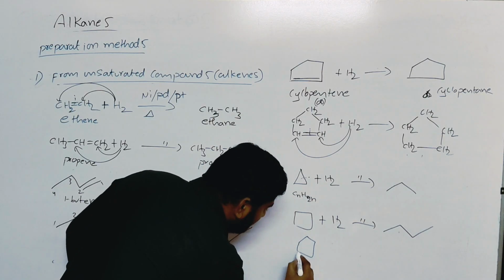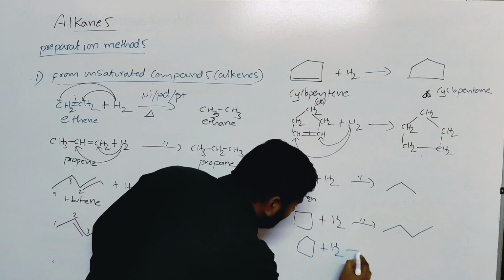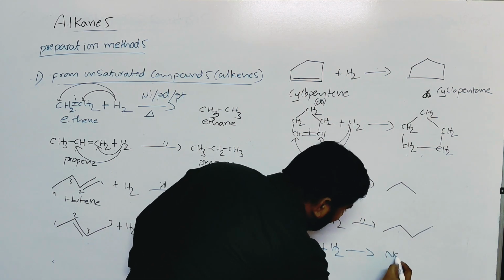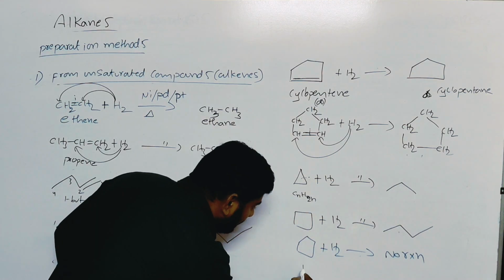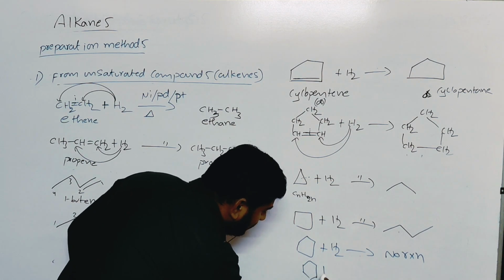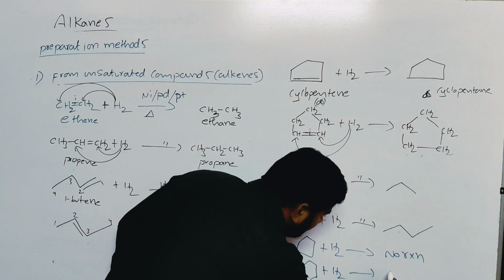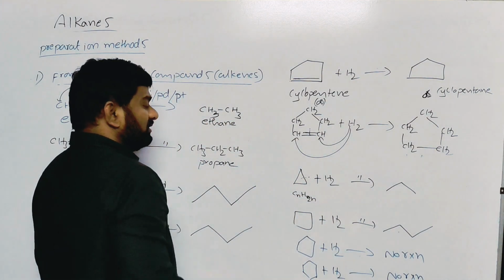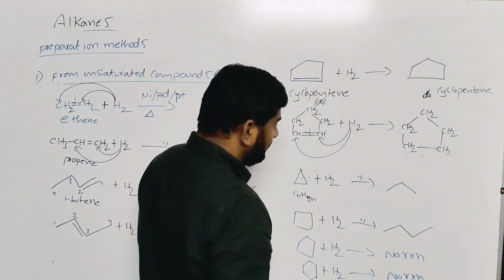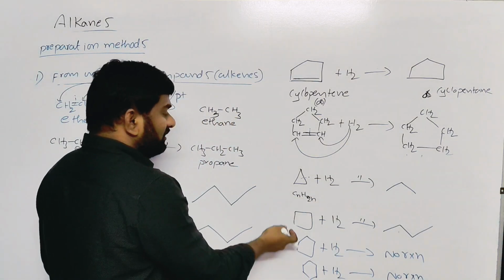Next, cyclopentane. This hydrogenation will give no reaction. Why? This is stable. Okay, if you take cyclohexane, here also it will give no reaction. Why in these two cases no reaction? In these two cases an open chain compound would be coming, because these two are more stable than this one.